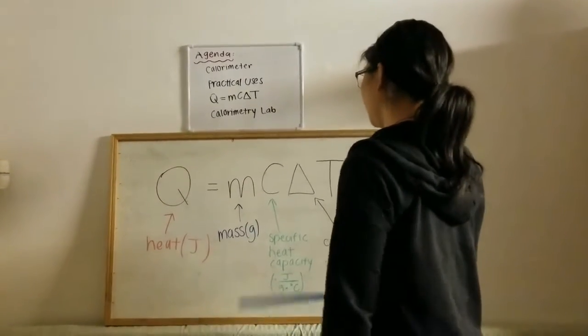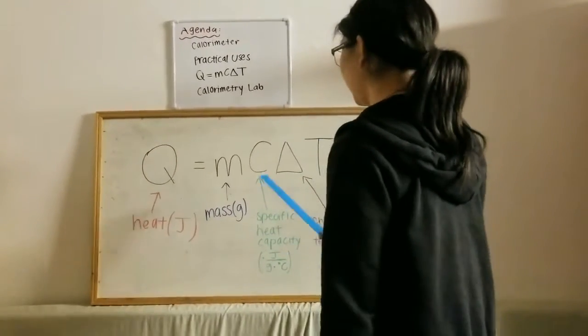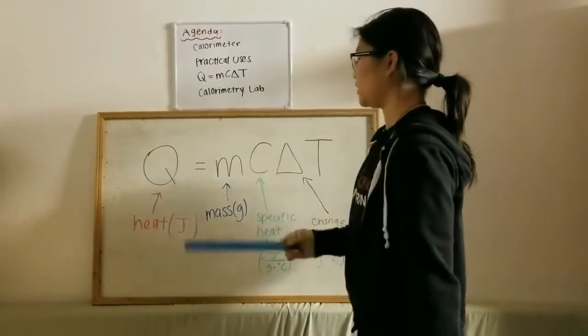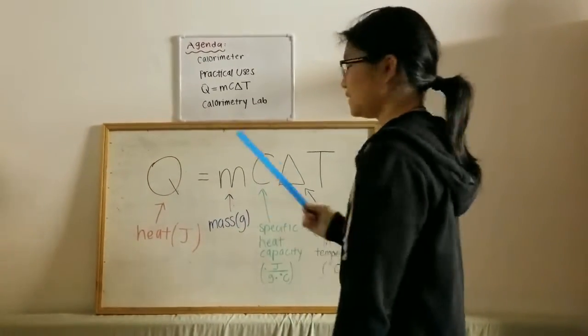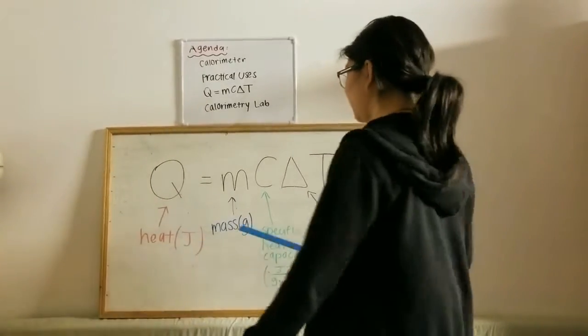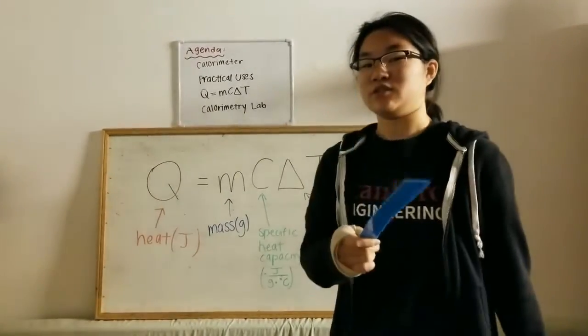In order to determine the amount of heat absorbed or released in a chemical reaction, we can use this formula, Q equals MC delta T, commonly known as Q equals MCAT. Sadly, there are no cats involved in this. That would be a little dangerous.